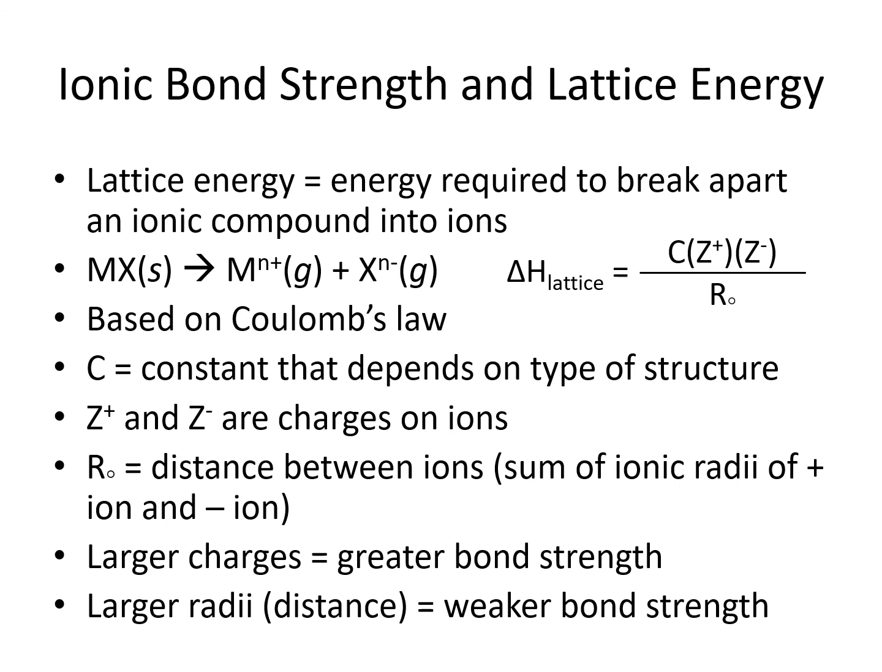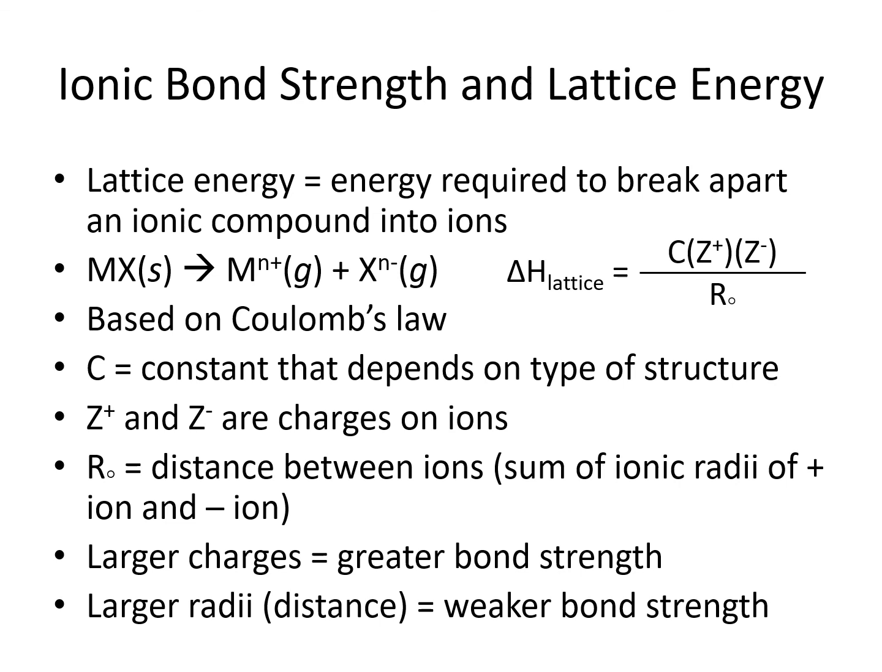So if we had an ionic compound that had the formula MX, it would break apart into the cation, which would be M with an n plus charge, and X would be the anion with an n minus charge. If we want to measure that lattice energy, it's basically just going to be Coulomb's law. We have the charges in the numerator and the distance between those charges in the denominator.